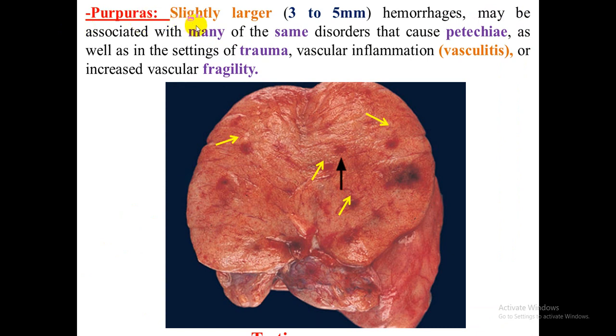We have purpura, which is slightly larger than petechiae, with size ranging from 3 to 5 millimeters in diameter of hemorrhagic spots. It may be associated with many of the same disorders that induce petechiae, as well as in the setting of trauma, vascular inflammation, vasculitis, or increased vascular fragility, which is the most common cause. Here is a typical example of purpura in the testis, an area of hemorrhage characterized by a size ranging from 3 to 5 millimeters in diameter.